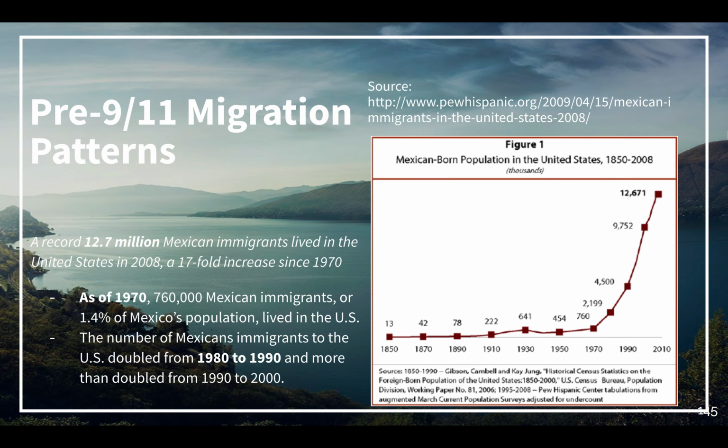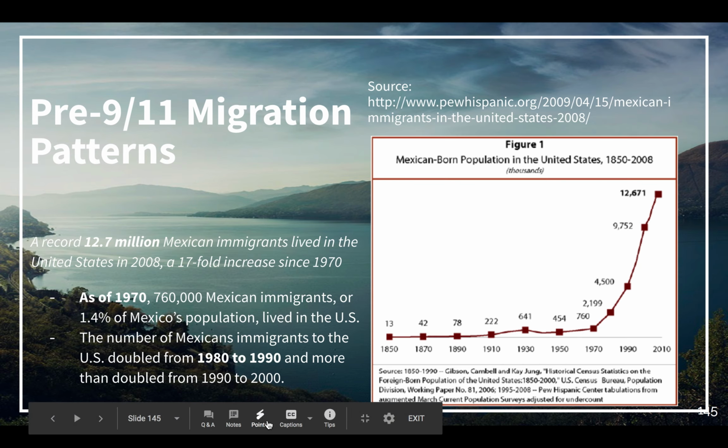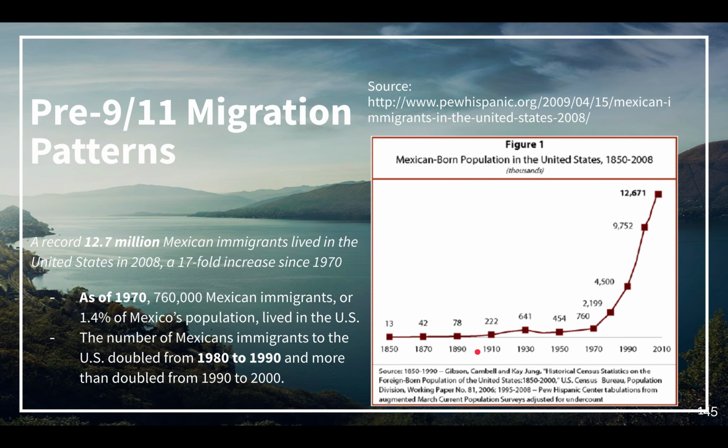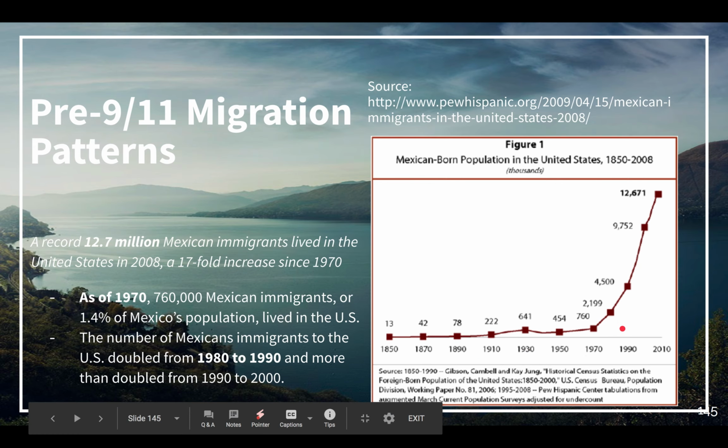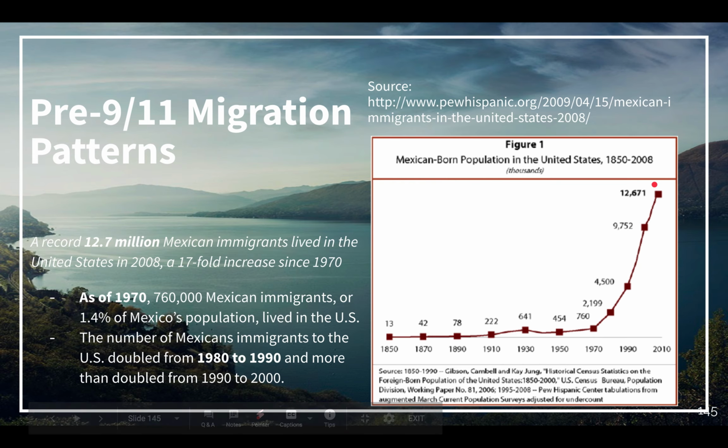A lot of these statistics speak for themselves. I don't want to repeat the content of the slides too much. Instead, let's try to focus on some of the data. Of course, you don't need to memorize any numbers, but be aware of patterns that you can analyze. If we look at this chart, we see that the number of immigrants from Mexico specifically that live in the United States really starts to exponentially grow once you get to the late 1970s and early 1980s.